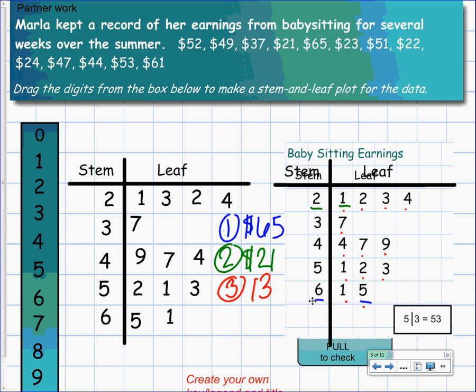Question number 4 was, what was the sum of the 3 highest amounts she earned? So we talked about how the 3 highest amounts were the 65, we already knew. Then the next one is 61, and the next is 53. It said sum, so we added all of those together. Which is $179. So number 4 is $179.